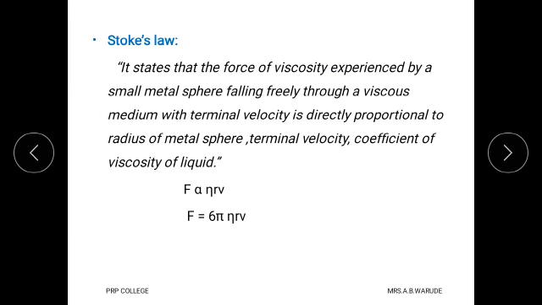And therefore from that we write the equation: F, that means viscous force, is directly proportional to eta, that is the coefficient of viscosity, r, the radius of the metal sphere, and v, the terminal velocity. Therefore we get the equation F is directly proportional to eta r v. If we take an equal sign in the next step, then we consider a constant on the right hand side, and in this equation that constant is 6 pi, and therefore the equation is F equals 6 pi eta r v.